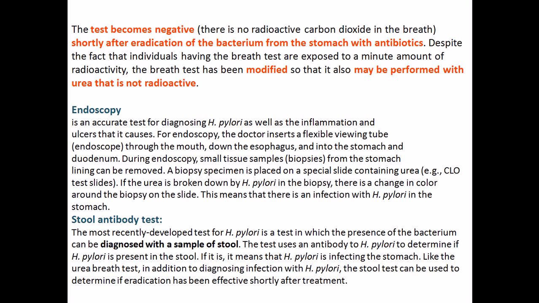In this test, we diagnose with a sample of stool, and here we add some antibodies which will bind with Helicobacter pylori if it is present in the stool. And like the urea breath test, for a proper diagnosis we must rely on more than one test, not only one. Even if we know that the urea breath test is good, we still need to rely on more than one. For example, the urea breath test along with the stool antibody test can be done.